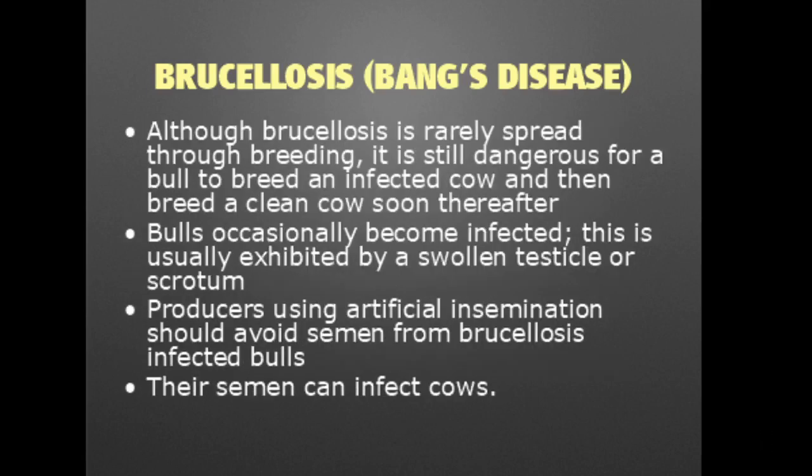Although brucellosis is rarely spread via breeding, it is still dangerous for a bull to breed an infected cow, and then afterwards, that bull will be used to breed a clean cow. Because bulls occasionally become infected, this is usually exhibited by a swollen testicle or scrotum. Producers using artificial insemination should avoid semen from infected bulls, because semen can also be a vehicle to infect cows.